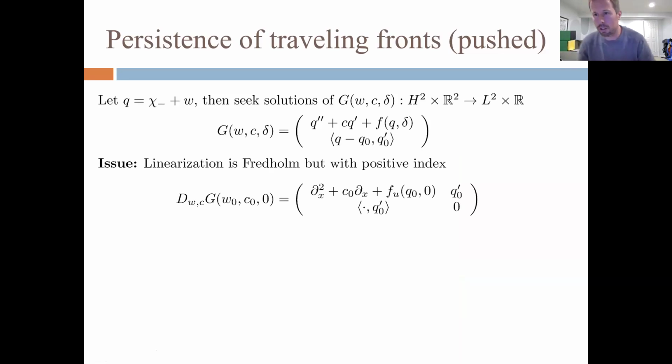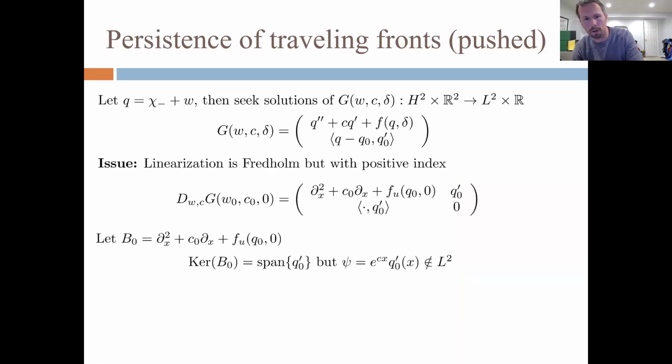The issue, though, is that when you look at the linearization, it ends up being a Fredholm operator, but it has a positive index, right? Which means it has a kernel, but no matching co-kernel, okay? The reason for that is that it has a higher dimensional kernel than it does co-kernel. So if you look at the linearization about the traveling wave, again, this thing has a translational eigenfunction, okay? But if you look at the corresponding thing that should be in the co-kernel, it's this exponentially growing term times the translational eigenfunction, okay? And the issue is that, because of the way this works out, this ends up not being an L2 function, okay?